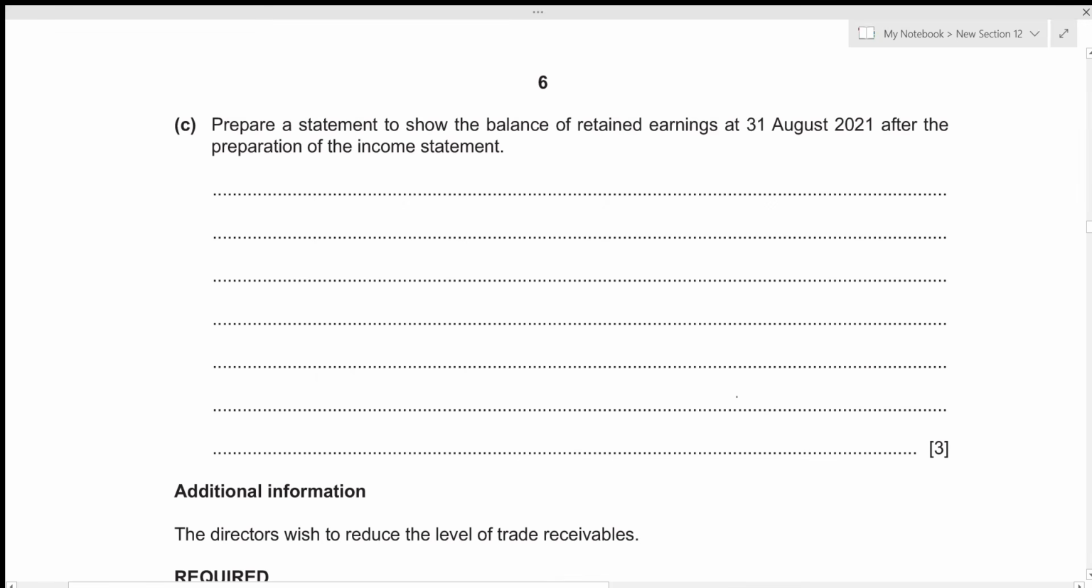We need to prepare a statement to show the balance of retained earnings at 31st August 2021 after the preparation of income statement. So this is just a section from the statement of changes in equity and we're only including the section for the retained earnings. So let's just write down the headings first. So the first one, obviously we start with the opening balance or balance on 1st September 2020. Then for retained earnings, we deduct the dividends paid. So we can just write it down as less dividends paid.